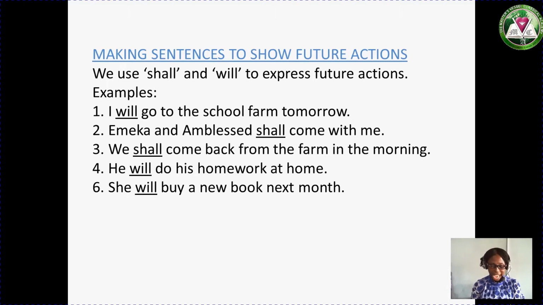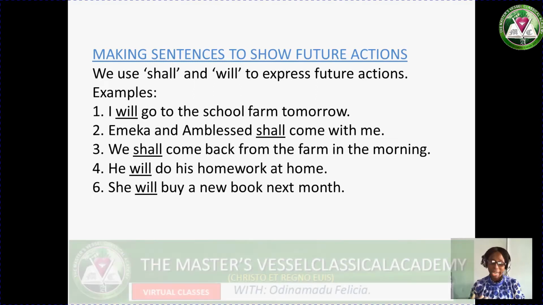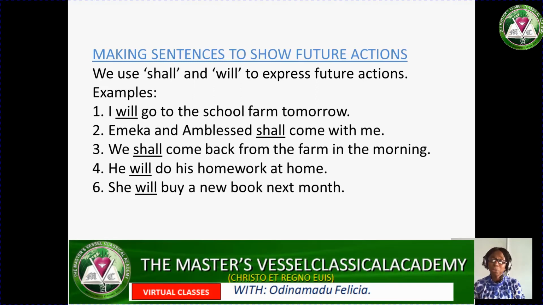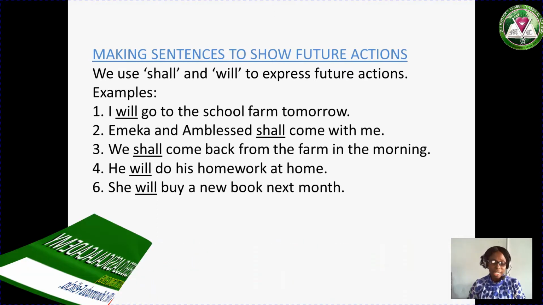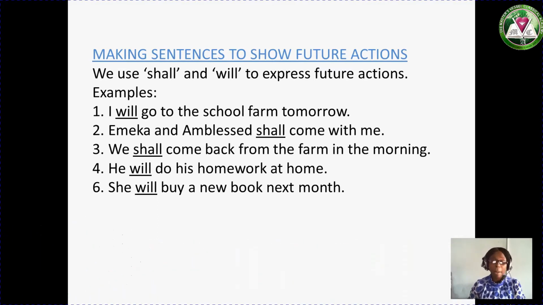A modal verb is an auxiliary verb that expresses necessity or possibility. English modal verbs include must, shall, will, should, would, can, could, may, and might. These are modal verbs.